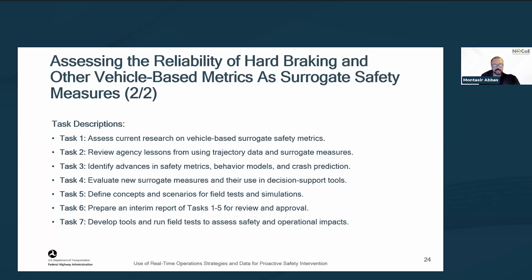And then the standard NCHRP format is to prepare an interim report before you move forward. So moving forward would be to develop the tools and run field tests to assess safety and operation impact. Next slide.